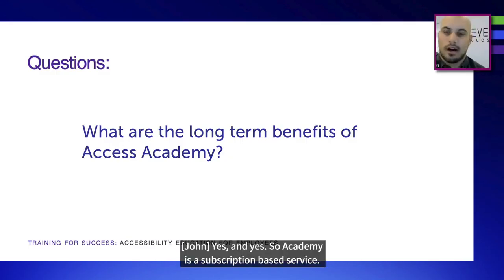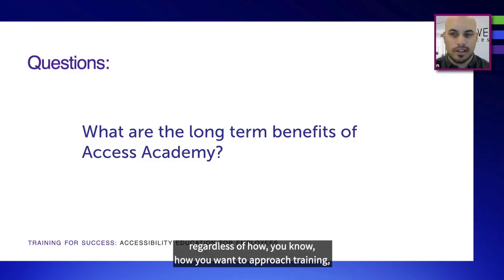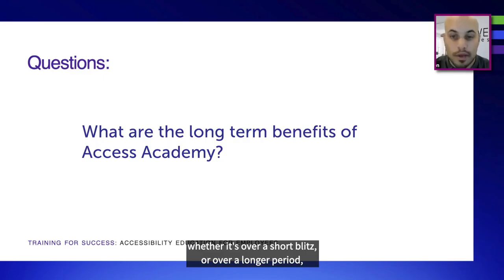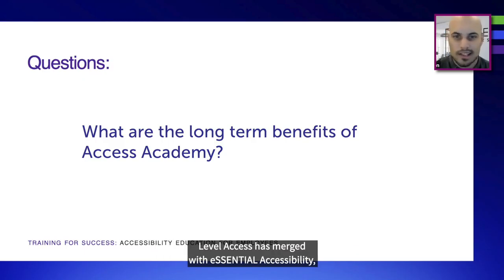Yes and yes. So Academy is a subscription-based service, and so you're going to have access to it regardless of how you want to approach training, whether it's over a short blitz or over a longer period. I think the minimum subscription term is 1 year, but we are constantly adding new courses. And the news is out at this point. Level Access has merged with Essential Accessibility. And with that comes a breadth of additional knowledge from their learning platforms that we're going to be incorporating into our own.